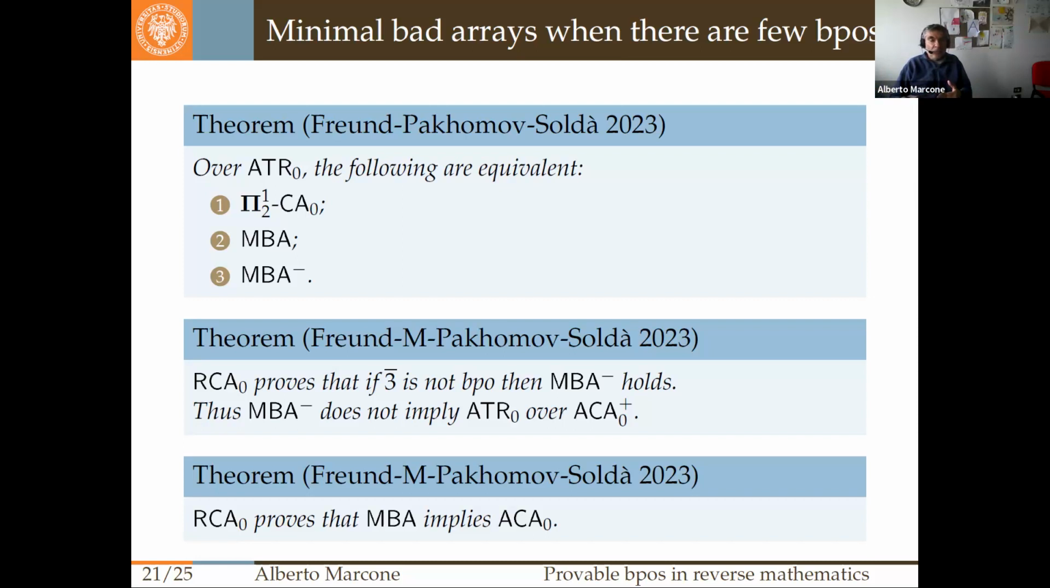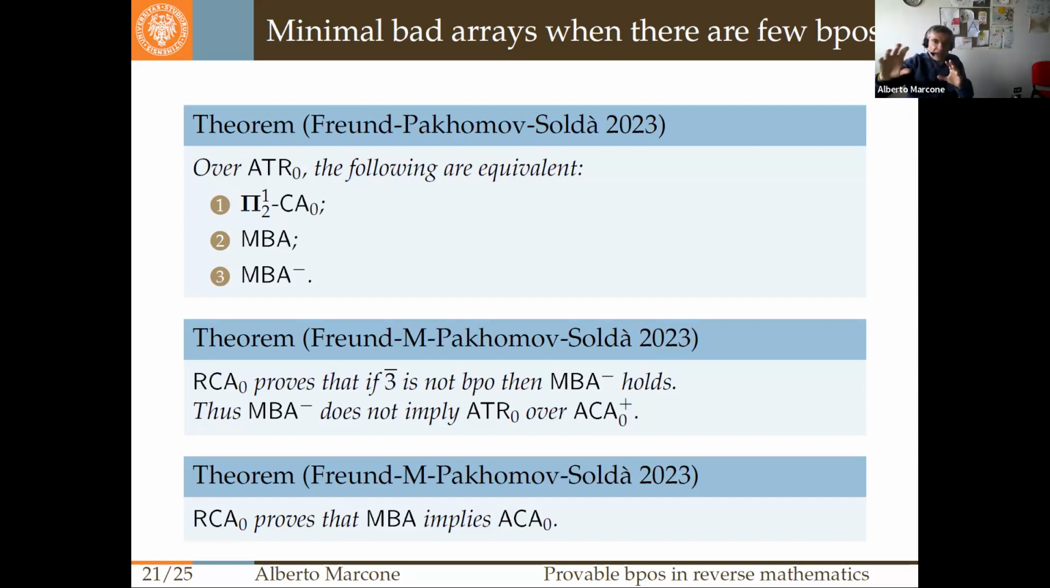while on the other end, we would need to get to ATR naught to fill the gap between the last theorem and the first theorem. So we don't know if using just RCA naught, we can get all the way to pi12 comprehension. We still have to fill the gap between ACA naught and ATR naught to do that. And we don't know if we are able to do that.